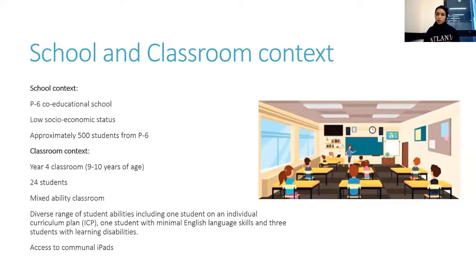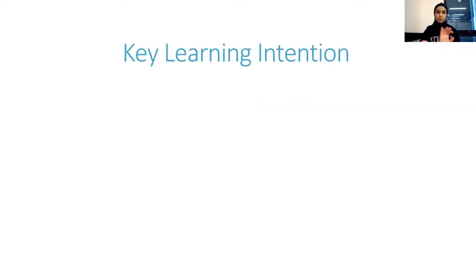The school that I went to was a Peter VI coeducational school, located in a low socioeconomic area. There were about 500 students, and the classroom that I was based in was a Year 4 classroom. So they were between about 9 to 10 years of age. There were 24 students in my class, and they were a very mixed ability classroom. The classroom had access to communal iPads and laptops. However, the school did not have a bring your own device system.